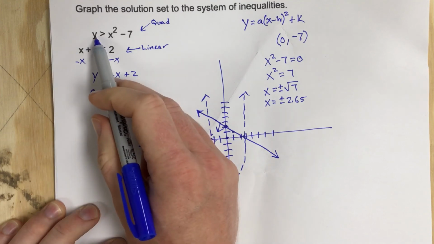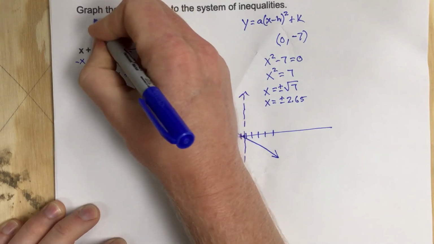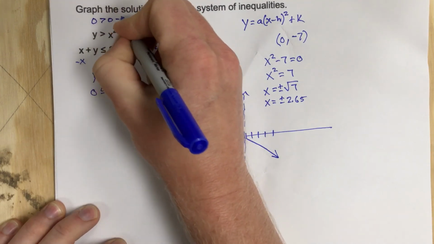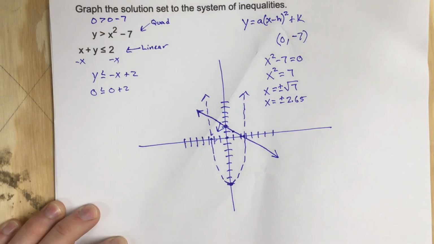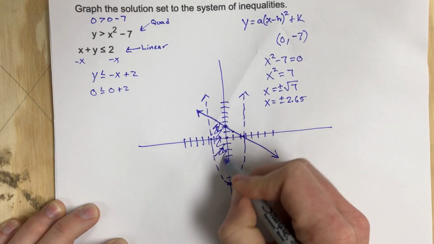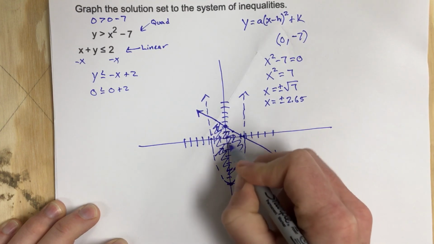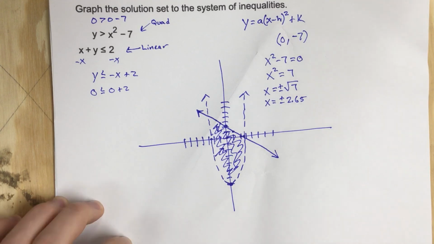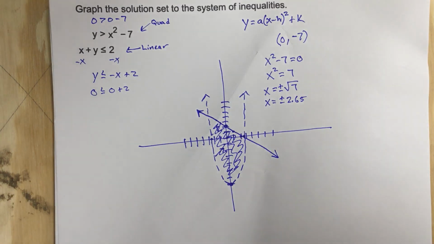For this one, it says y greater than this, so this would be 0 greater than 0 minus 7. Is 0 greater than -7? Yes. So that means that this is also a solution, so we're going to shade toward it, which means our solutions lie inside here. And that's how you graph the solution set of inequalities.